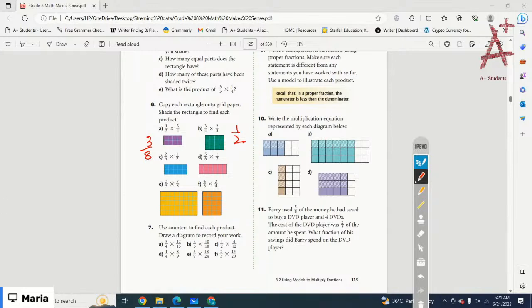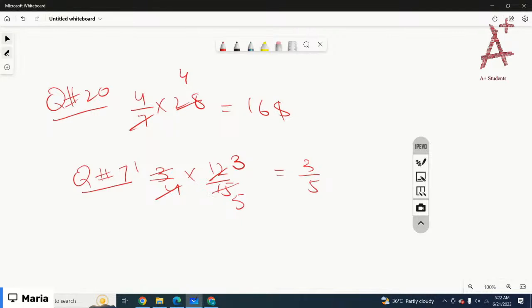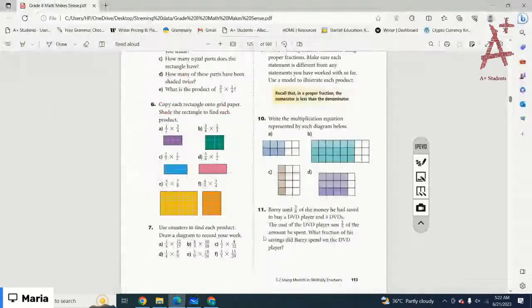Okay, just look at question number 7. Use counters to find each product and draw a diagram to record in your book. Okay, so you have to do 3 by 4 times 12 over 15. You can see here you have common factors. You can divide them by 4: 4 times 1 is 4 and 4 times 3 is 12. 3 times 1 is 3 and 3 times 5 is 15. So it would be 3 over 5. Got it? So it is 3 over 5.